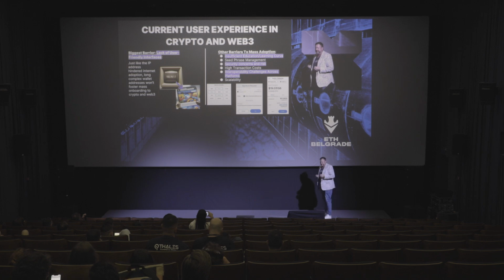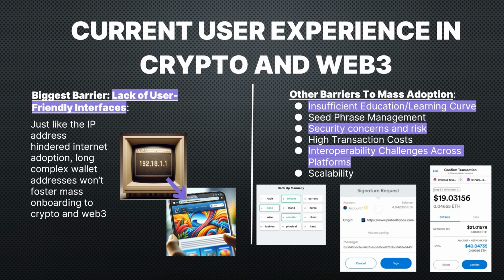So the biggest barrier, as I said, is lack of user-friendly interfaces. Just like the IP address hindered internet adoption, long, complex wallet addresses won't foster mass onboarding to crypto and Web3. And it's not just about those wallet addresses. As you see with logins, if you've seen anybody that's gotten onto, say, Nostr or platforms like that, a long, complex public wallet address is also your username. So we need to hide that. We need to show simple user interfaces.